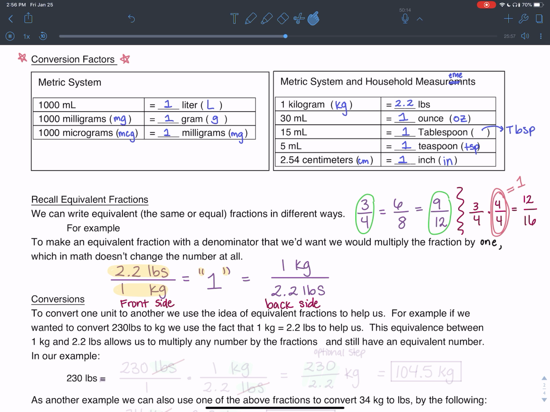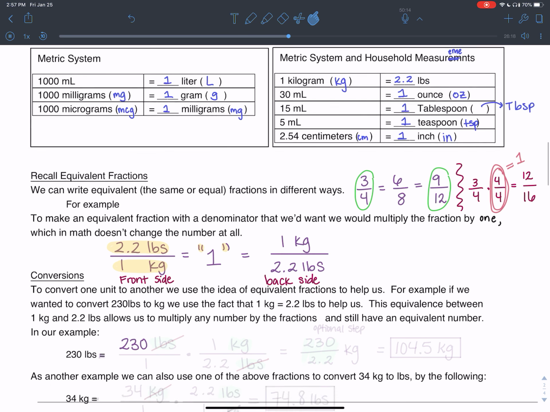So let me erase that so we can read the number. Here I'm going to convert 230 pounds to kilograms is what I want to do. Let's get my pen out. So 230 pounds, I want to convert to 1 kilogram. So I'm going to get rid of this equal to.